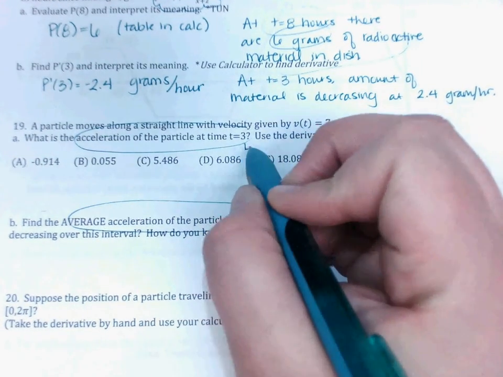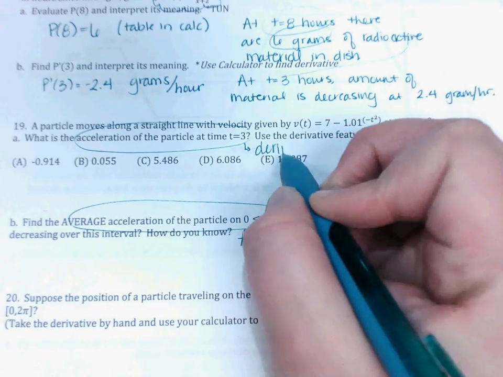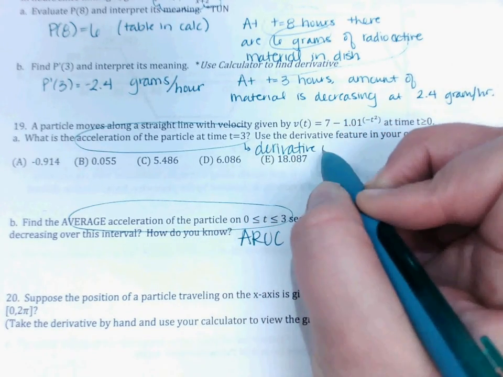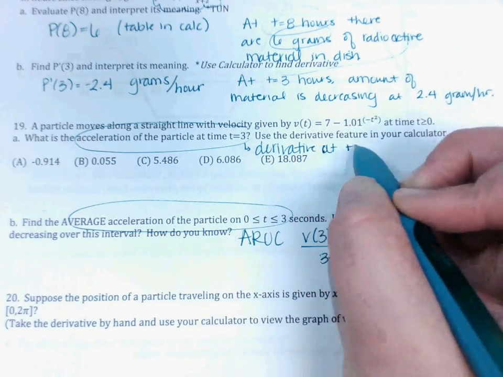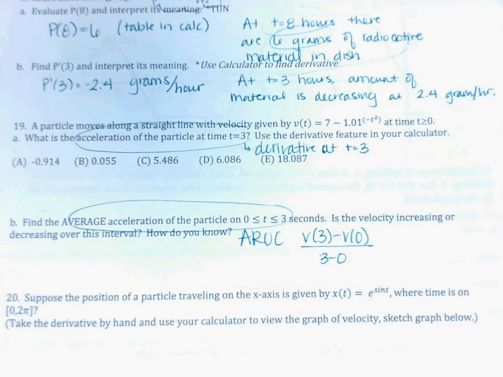Taking the derivative. Good. Derivative at T equals 3. Do y'all want to go ahead and do it, or y'all good? Okay, so go ahead and type it into your y equals.